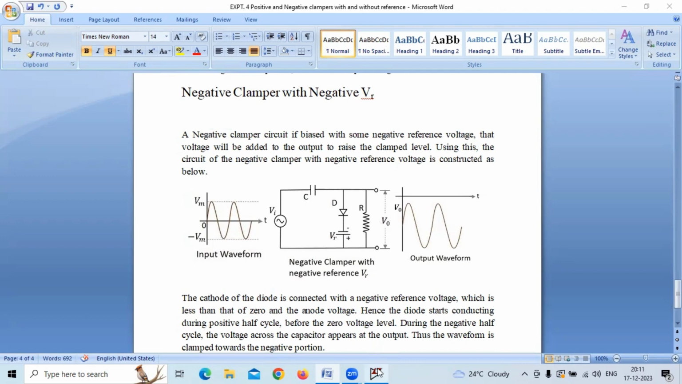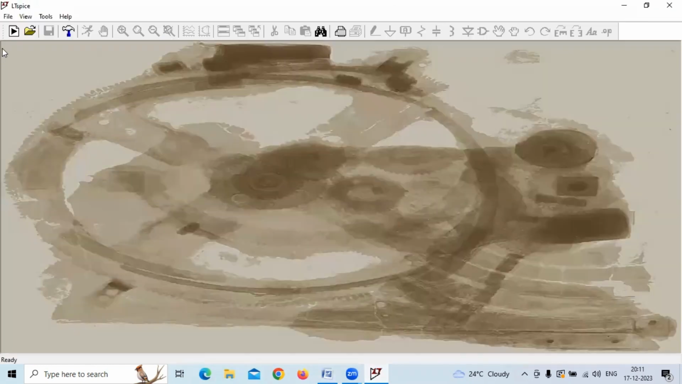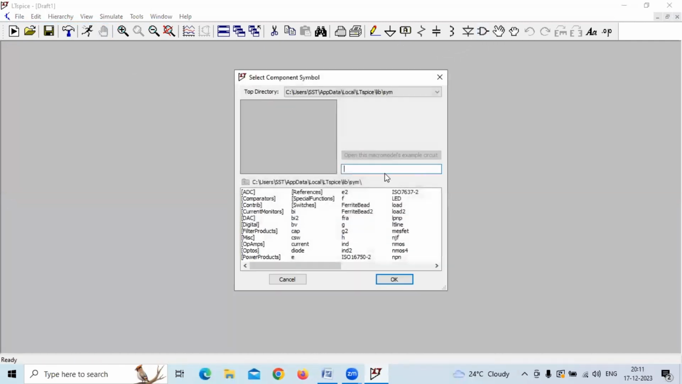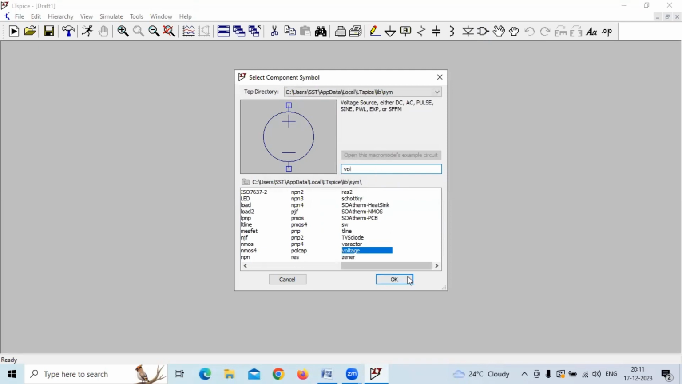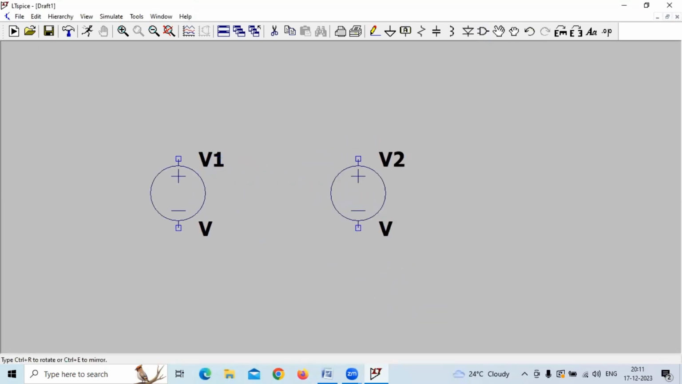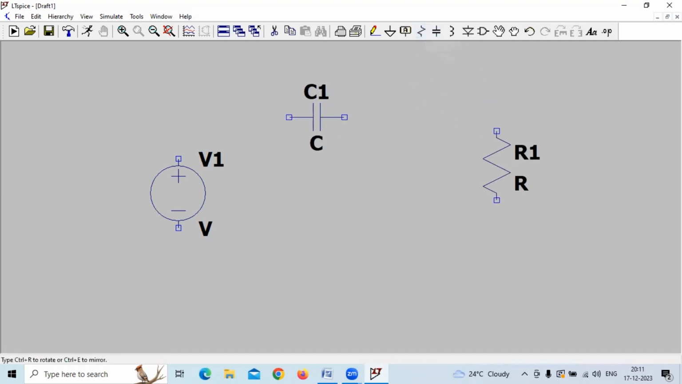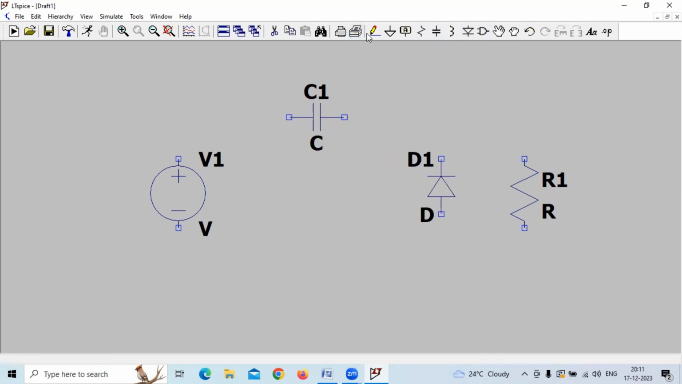Let us perform the experiment in LT spice. For this, initially I need a voltage source, a capacitance, resistance, a diode, and I will connect all the components.